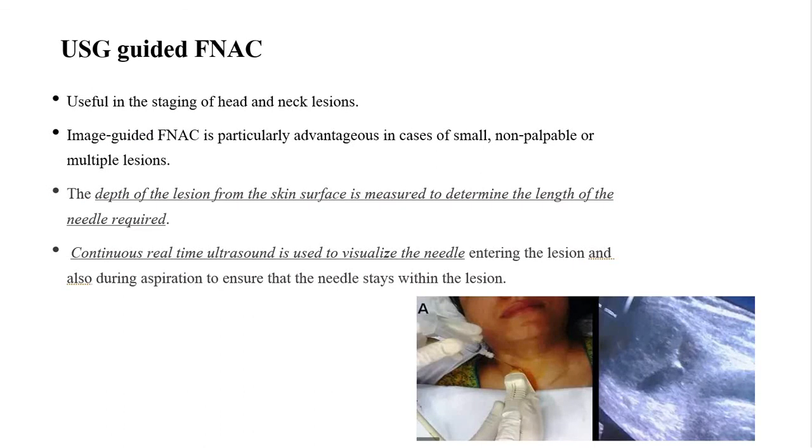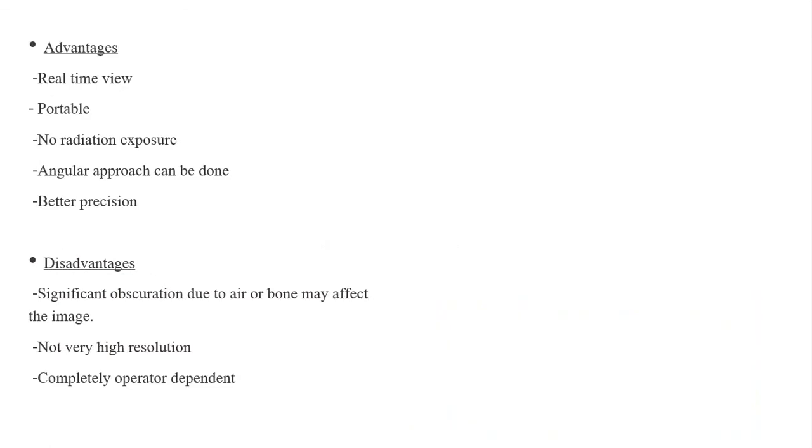USG-guided FNAC is useful in the staging of head-neck lesions. Image-guided FNAC is particularly advantageous in cases of small, non-palpable or multiple lesions. The depth of the lesion from the skin surface is measured to determine the length of the needle required. Continuous real-time ultrasound is used to visualize the needle entering the lesion and also during aspiration to ensure that the needle stays within the lesion.